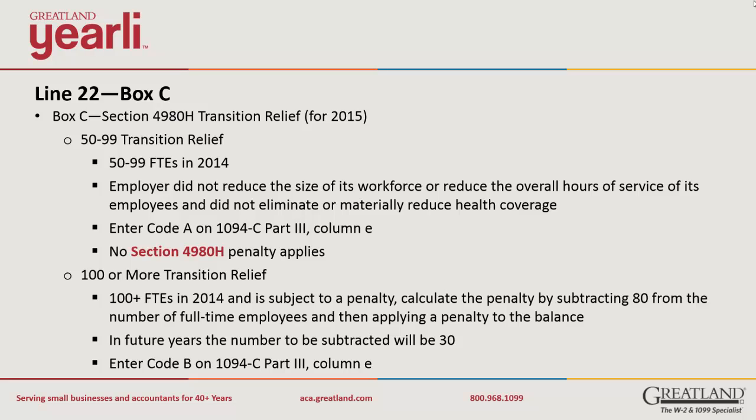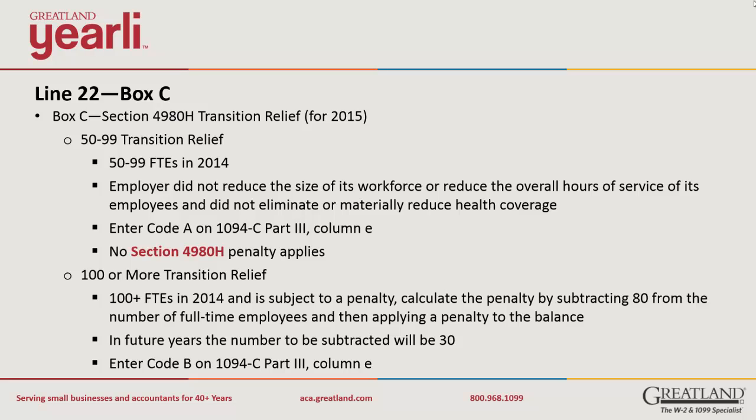There are two types of transition relief available when checking box C. The first one is for an employer that had 50 to 99 full-time equivalent employees in 2014 and did not reduce the size of its workforce or reduce the overall hours of service of its employees and did not eliminate or materially reduce health coverage. If these conditions apply to the employer, check box C and enter code A in Part 3, column E. By doing so, no Section 4980H penalty will apply for 2015.